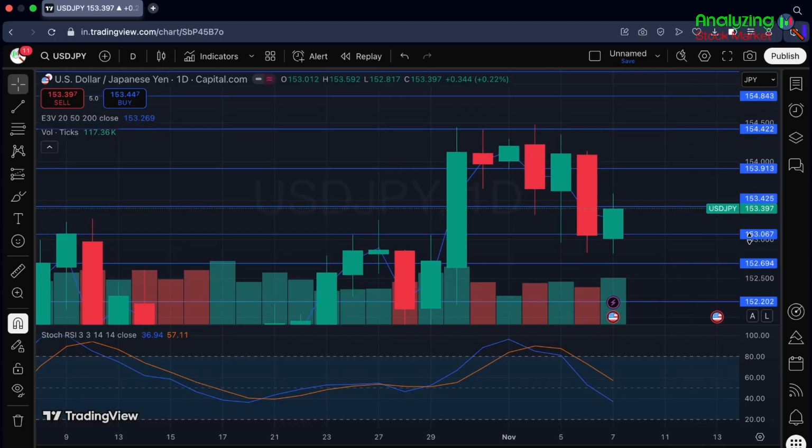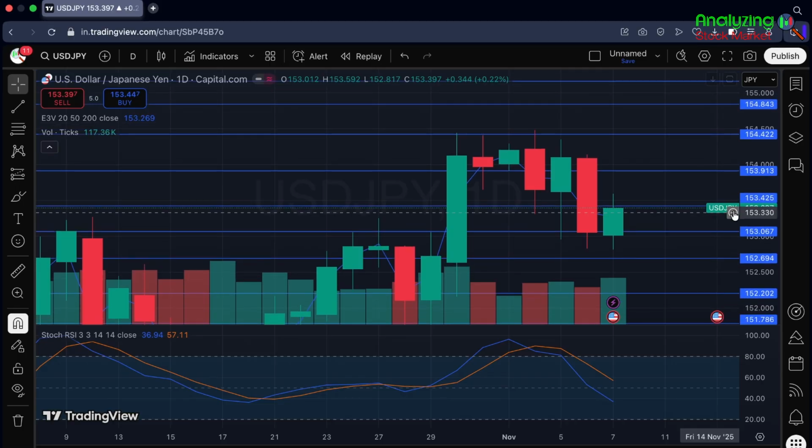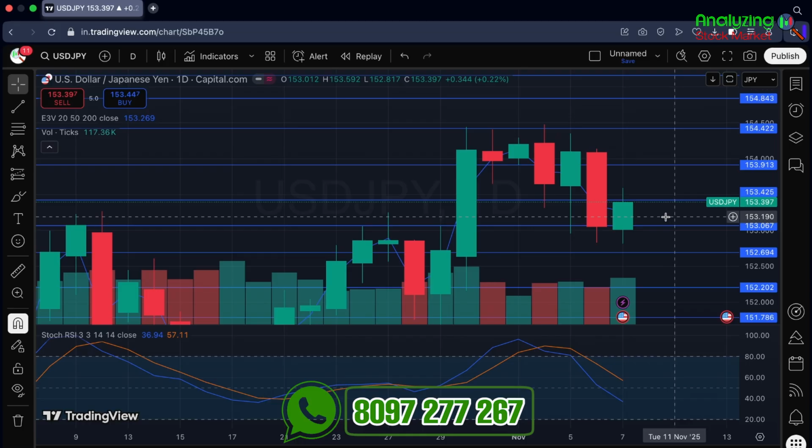Here the direct support is 153.067 and the direct resistance is 153.425. After the direct support there is a support of 152.694 and then 152.202. After the direct resistance there is a resistance of 153.913 and then 154.422. So these are the important support zones and resistance zones that will help you to take better stop loss and target levels according to your analysis.